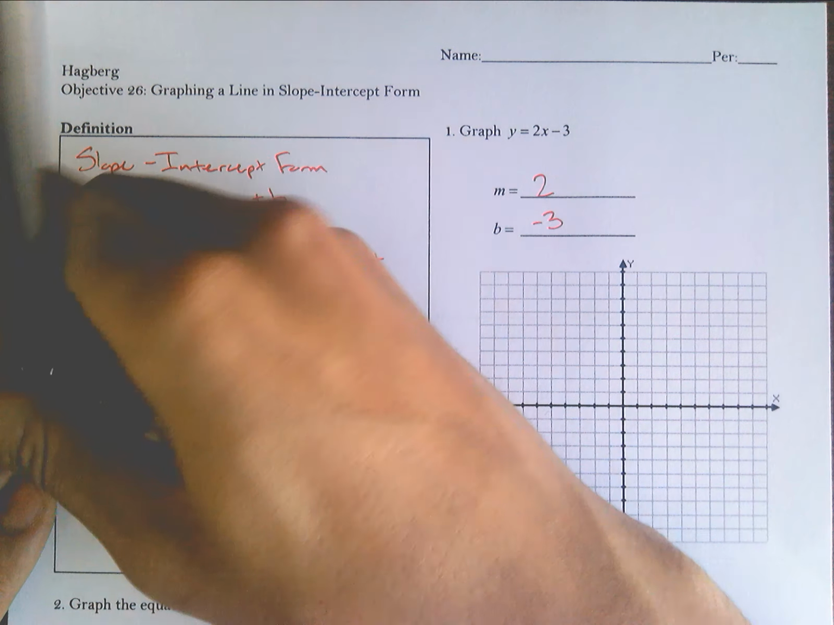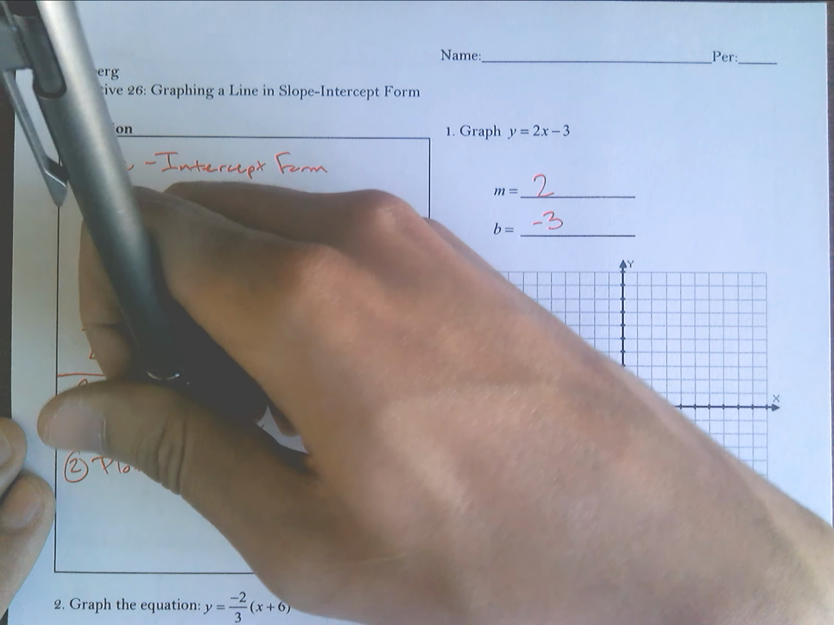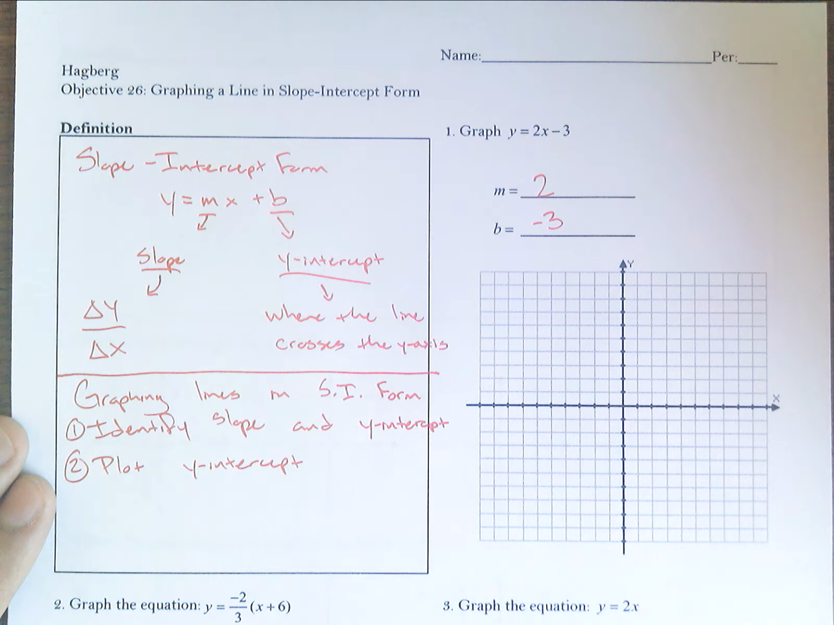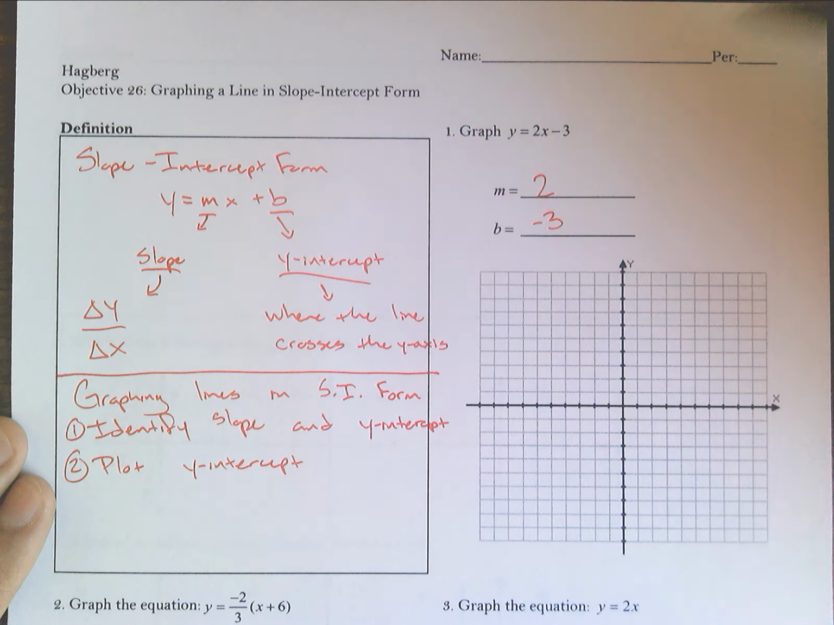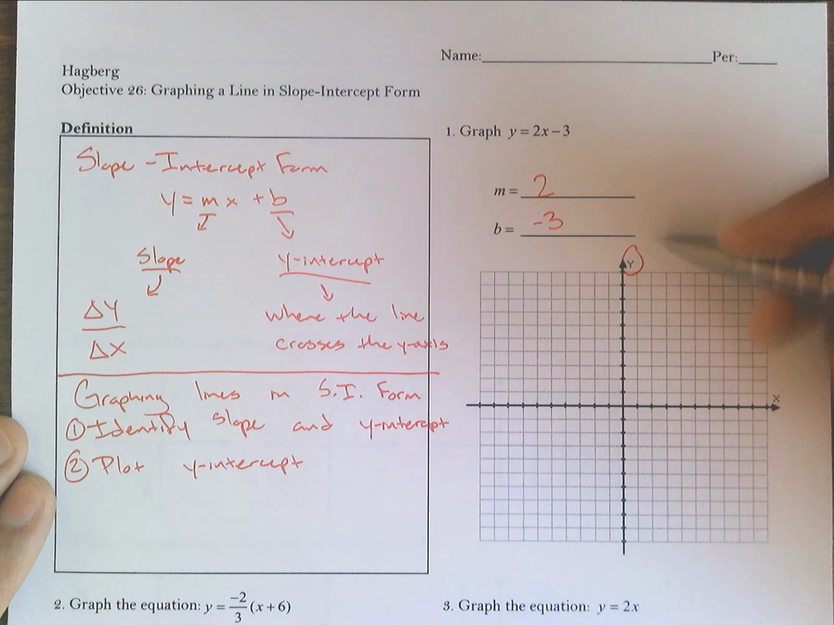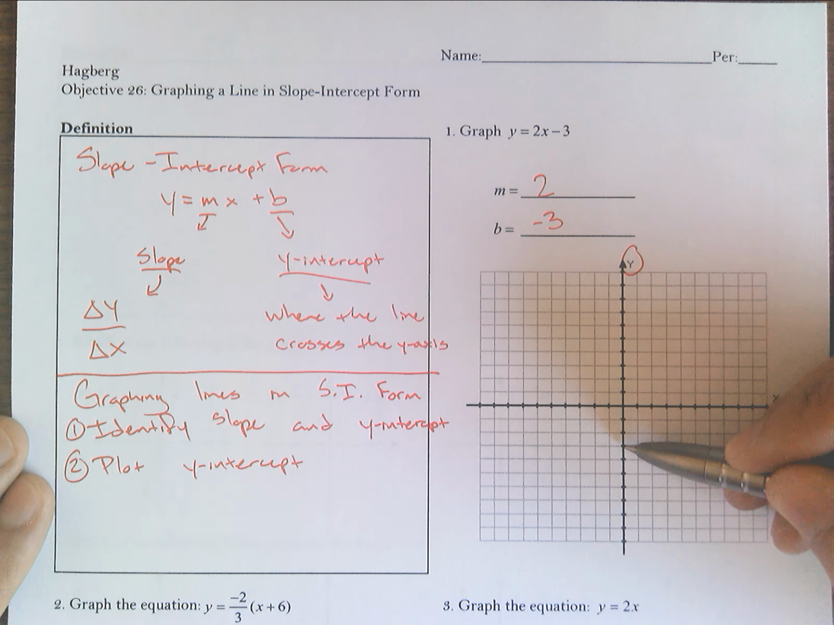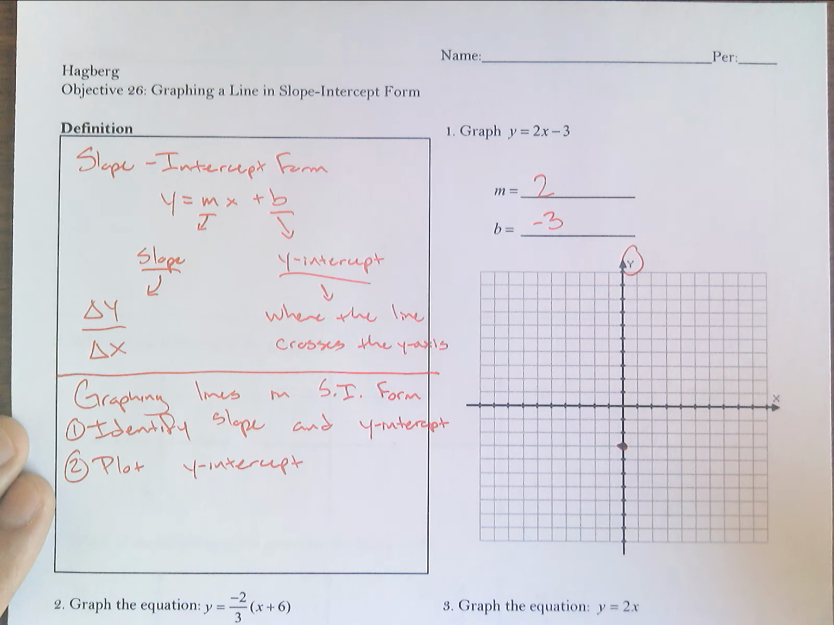Next up, we are going to do step 2, which is plot the y-intercept. So again, the y-intercept is where the line crosses the y-axis. So if our y-intercept is negative 3, that means we're crossing the y-axis, this vertical axis here, at negative 3. So we're going to start at the origin and count down 3. So that is our y-intercept at negative 3. So we're going to plot that.